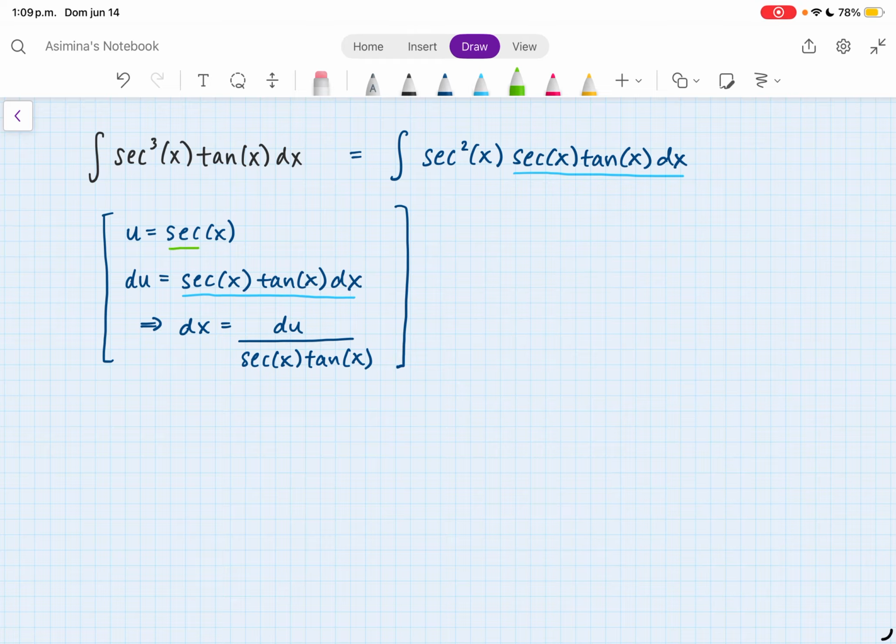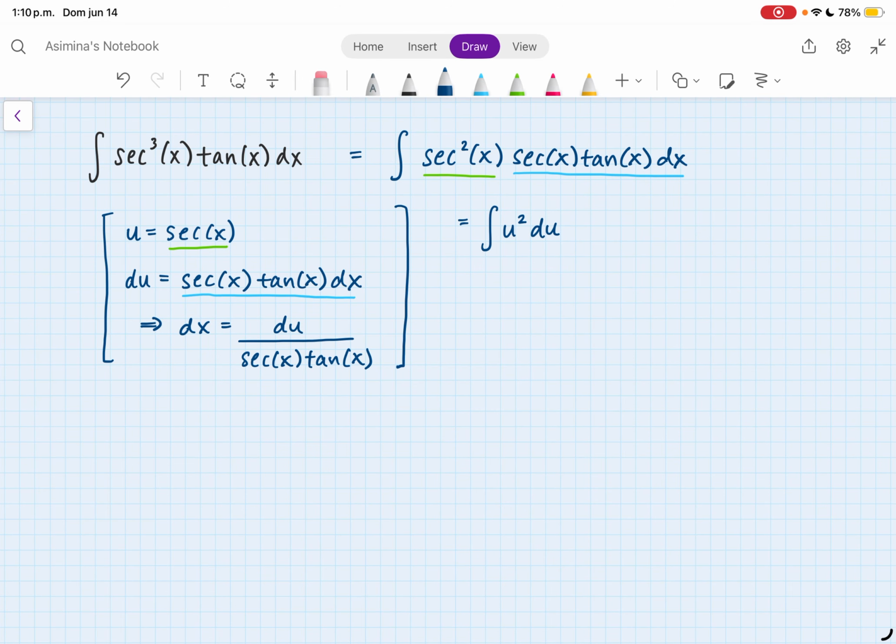And now what else do I see? Well, u is secant. Now here I have secant squared. So what does this become? This becomes the integral of u squared times du. So I actually didn't even really need to write the dx equals du over secant x tan x. I just did that in case we wanted to actually replace dx by that, and then you can see we get cancellation. But here, you can see just by what I've underlined that the light blue is du.